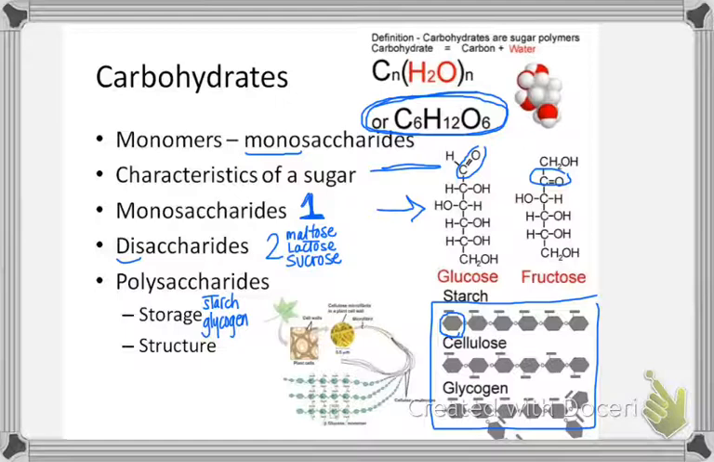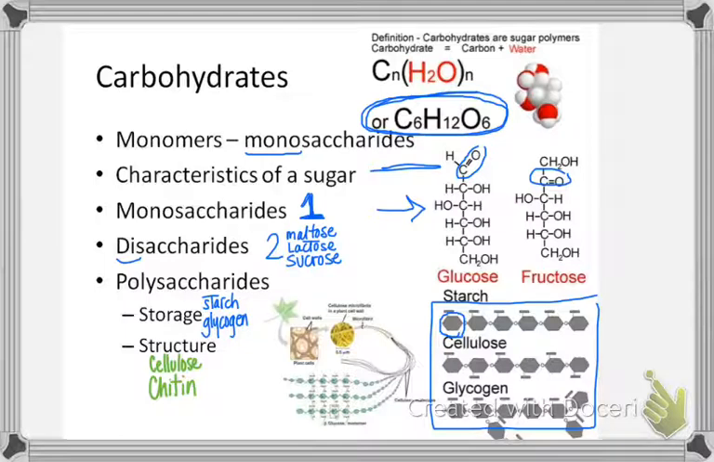For structure, we have cellulose. I'm going to do that in a different color, sorry. Cellulose and chitin. Cellulose is the major component of plant cell walls. It cannot be digested by most organisms, including humans, and it's still important in our diet as fiber. A lot of critters, like cows and termites, have symbiotic bacteria or flagellates that help them break down the cellulose to get more nutrients out of that.